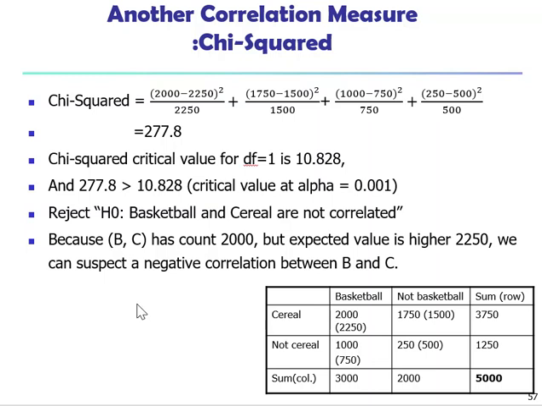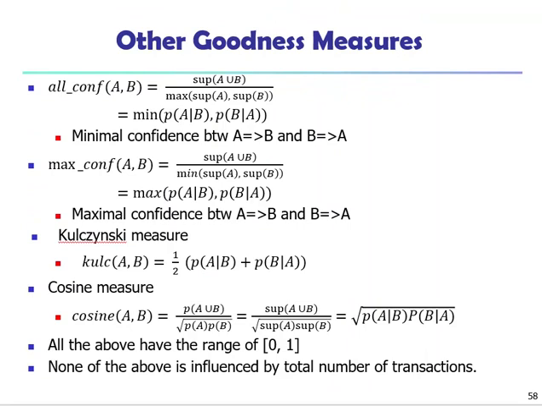Okay. So those are the measures that we now have in our toolkit. We have confidence and support. We have lift and chi-square. There are more. Lots of other goodness measures have been proposed, and here we're going to list some of the good ones.